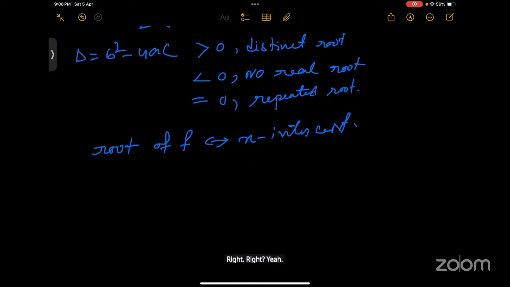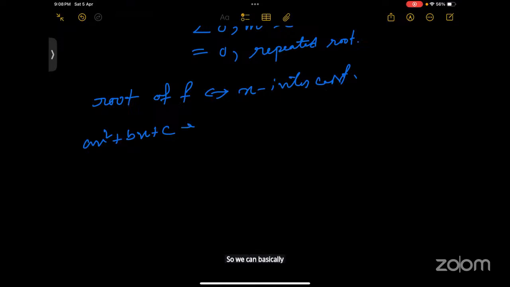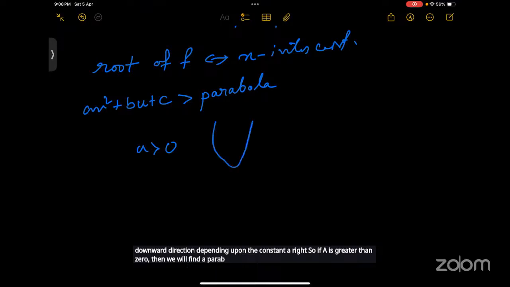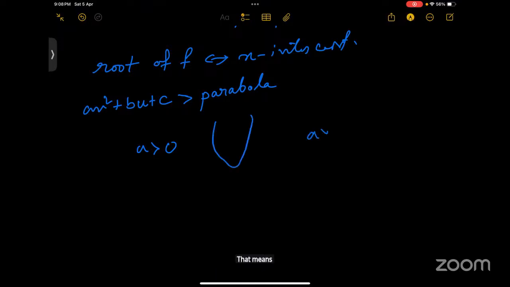Okay. So if I have a general equation like that, we can conclude that the graph will look like a parabola. It can be a parabola in the upward direction or in the downward direction, depending upon the constant a, right? If a is greater than 0, then we will find a parabola in the upward direction, that means like that. If a is less than 0, then we will find a parabola in the downward direction, that means like that, right? So these two types of parabolas are there.